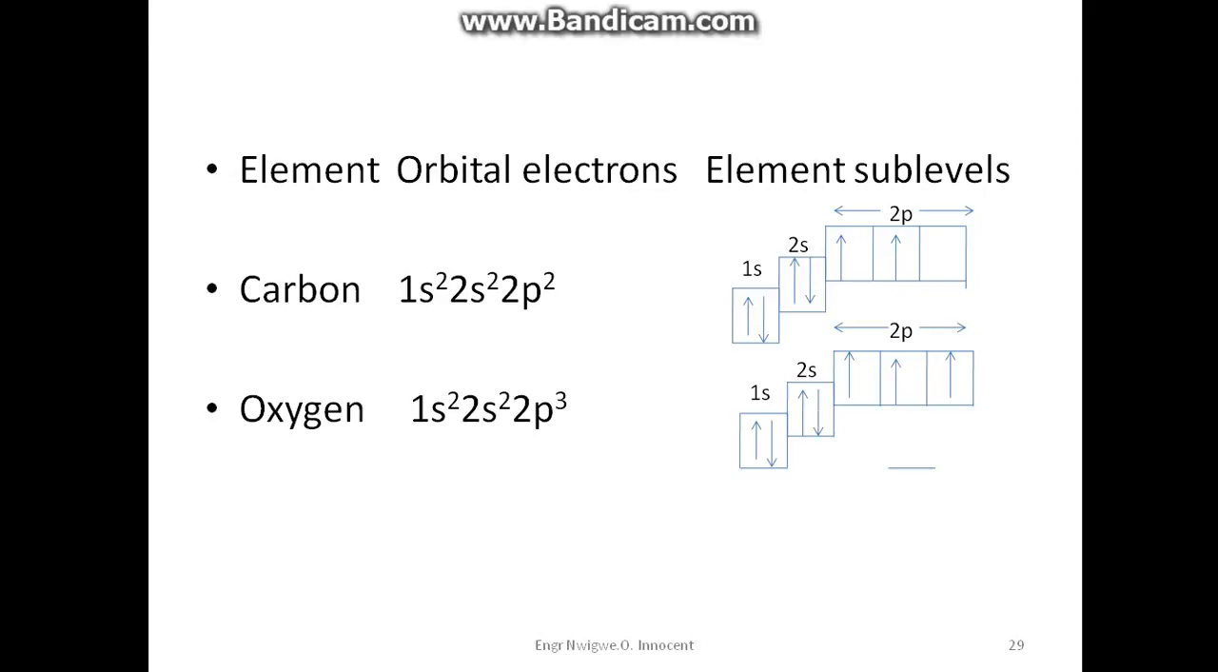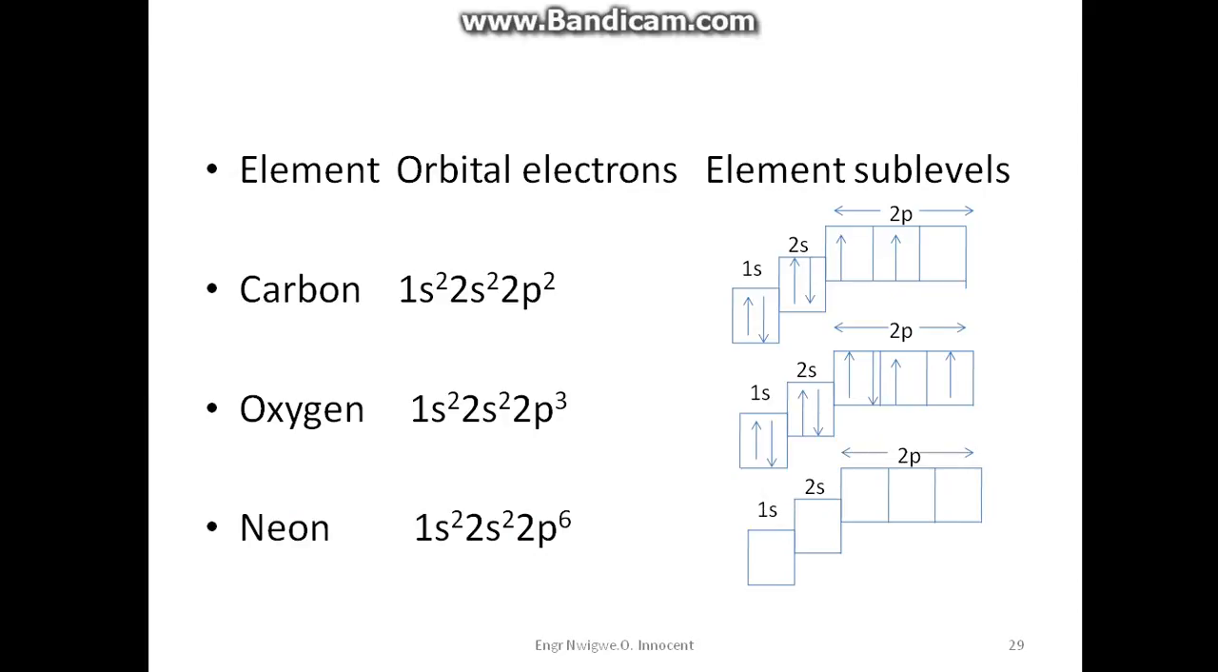Then for neon, the orbital electron configuration is 1s2, 2s2, 2p6. The element's sublevel is now filled; first of all, we fill with the arrow pointing upwards for 1s, 2s, and 2p.